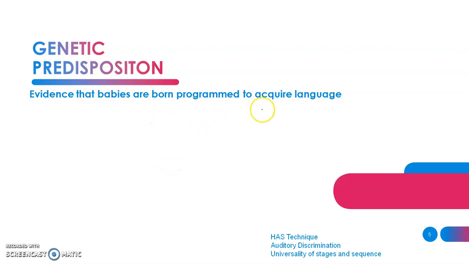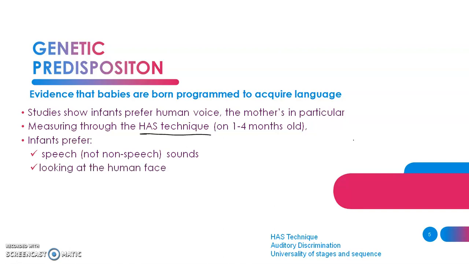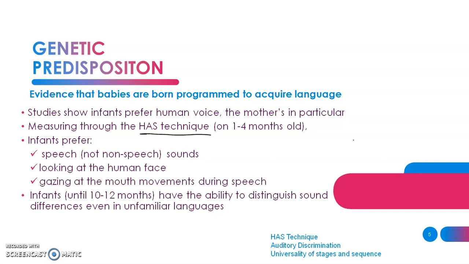Evidence that babies are programmed to acquire language are several, and we discussed in class the Haas technique and its studies have shown several findings: that infants prefer speech to non-speech sounds, they prefer seeing a human face, they gaze at mouth movements at some point during speech, and infants until 10 to 12 months have this auditory discrimination ability, which we discussed in class as well. They are able to distinguish sound differences even in languages that are unfamiliar in their environment, language that is not spoken by their caregivers.